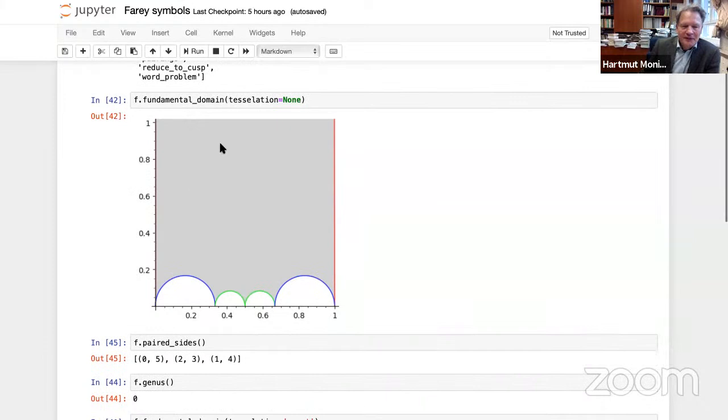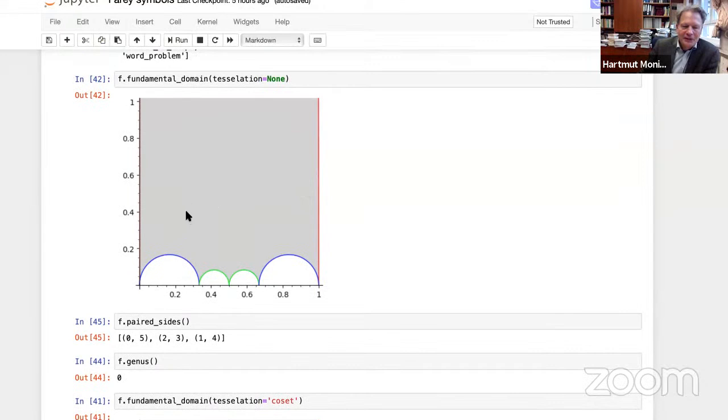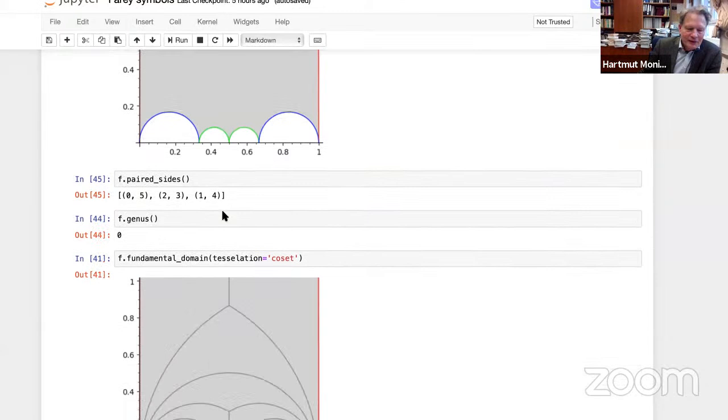Now, what you obtain here is one of the most beautiful domains, by simply saying fundamental domain, tessellation equals none. You don't want any tessellation, so that just gives you the fundamental domain without any tessellation or any indication of where the cosets are sitting. What you can see immediately without too much thinking is that the genus of that Riemann surface is zero, because you can do Riemann-Roch by hand if you pair the red side with the red side, the blue side with the blue side, and the green side with the green side. You basically close the shell and have a balloon with all sides glued to each other. Then there's a point at infinity which you compactify, and then you have a genus zero surface.